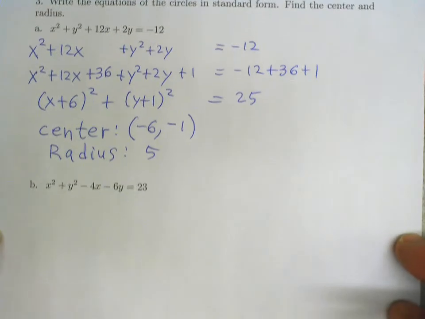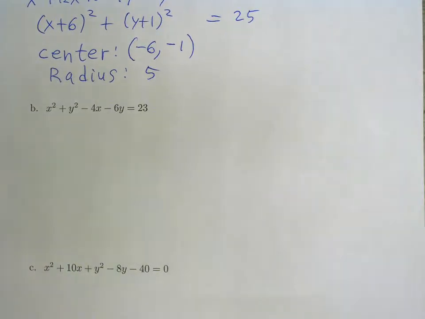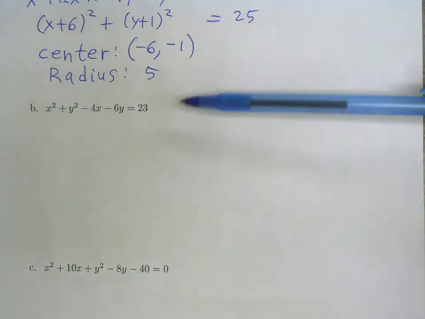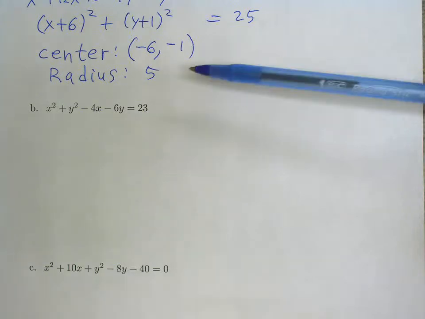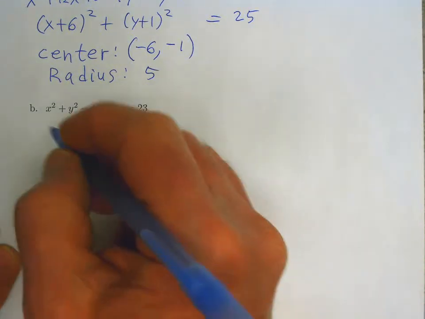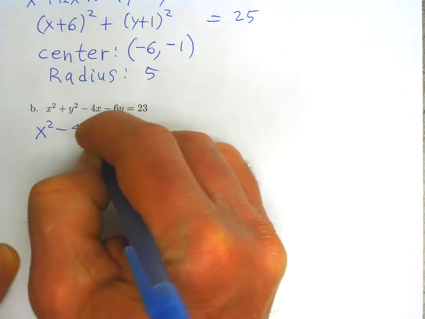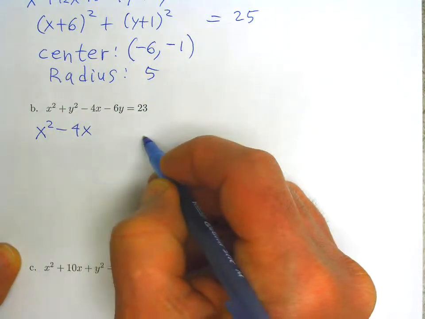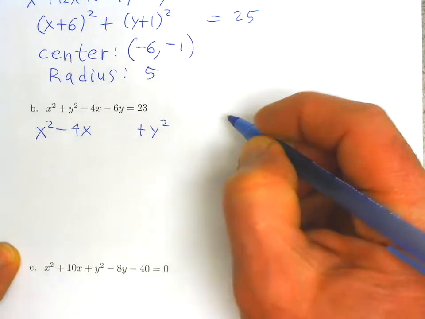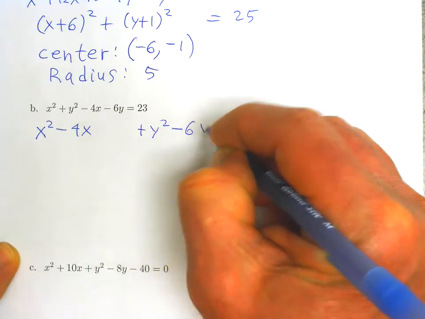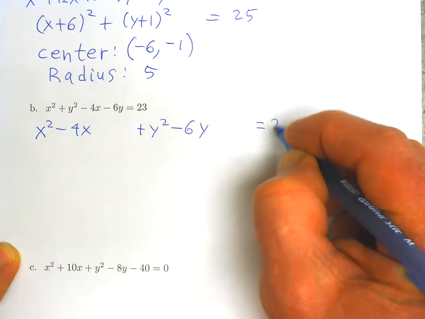Okay, and the next one we'll do the same sort of thing. We're starting out with an equation of a circle, it's not in standard form. Okay, we'll rearrange the terms. So we'll put the x squared followed by minus 4x. We'll leave space for the completing the square part before we write plus y squared minus 6y. Leave some space before you write the equal sign, equals 23.